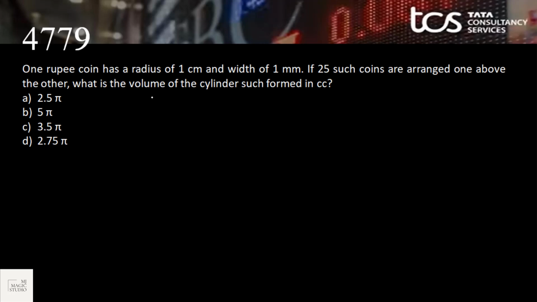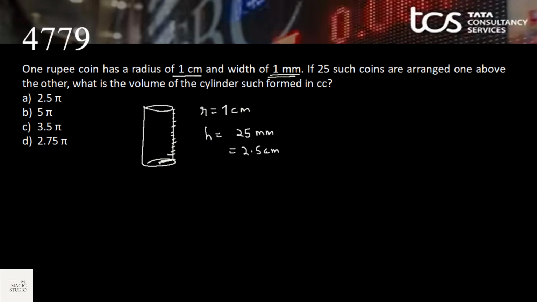A ₹1 coin has a radius of 1 centimeter and width of 1 mm. If 25 such coins are arranged one over another, what is the volume of the cylinder thus formed? Radius would be 1 centimeter. Height of the cylinder would be 25 mm. Now 1 centimeter is 10 mm, so this is 2.5 centimeter.